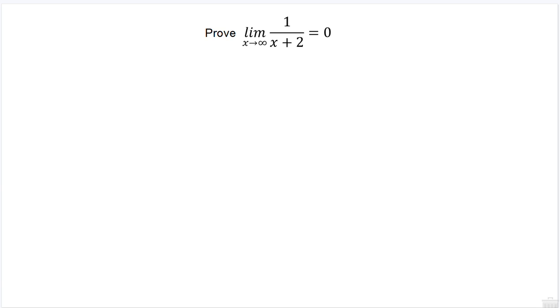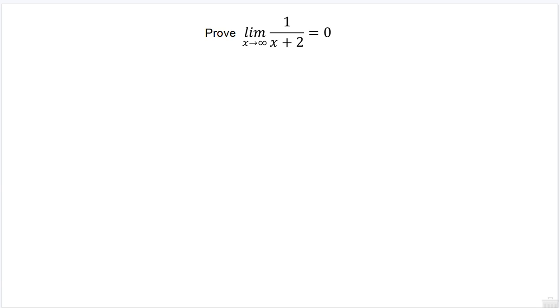So let's start off by seeing if we can prove that the limit as x approaches infinity of 1 over x plus 2 is equal to 0. We should know that it is, right? Because if we think about this function, the degree of the numerator is less than the degree of the denominator. And our rule says for a rational function, that means that the limit must be 0. There must be a horizontal asymptote in both directions of y equals 0.